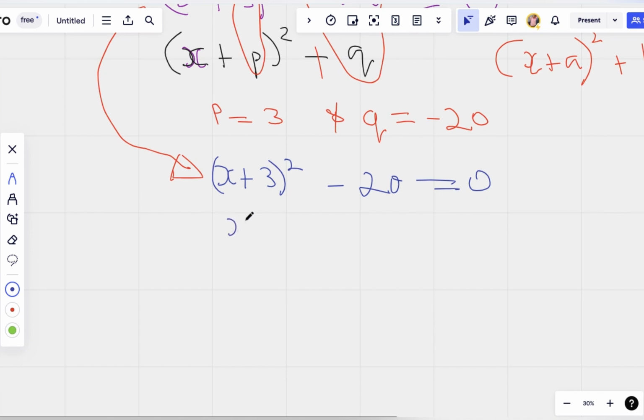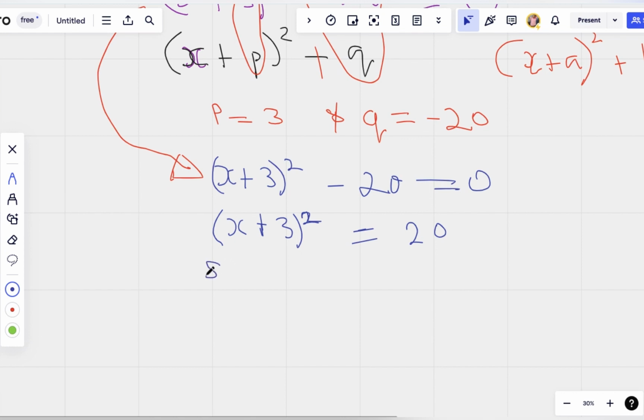So we have x plus 3 squared is equal to, this negative 20, I move it to the right, it becomes positive 20. The next step is to eliminate this power 2. And in doing that, you take the square root of both sides. In order to eliminate the power 2, to take out this power 2, you take the square root of both sides.